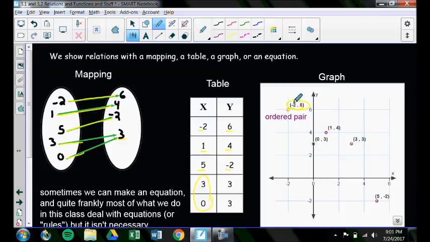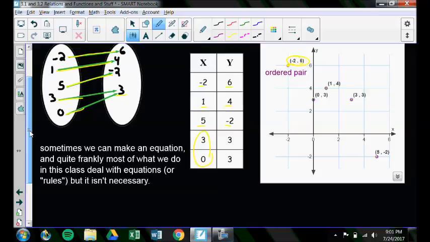An ordered pair is a coordinate, x, y. Typically x, y, but when we say an ordered pair, it means the input, the output, a single element of the domain going to a single element of the range. I hope we make that clear.